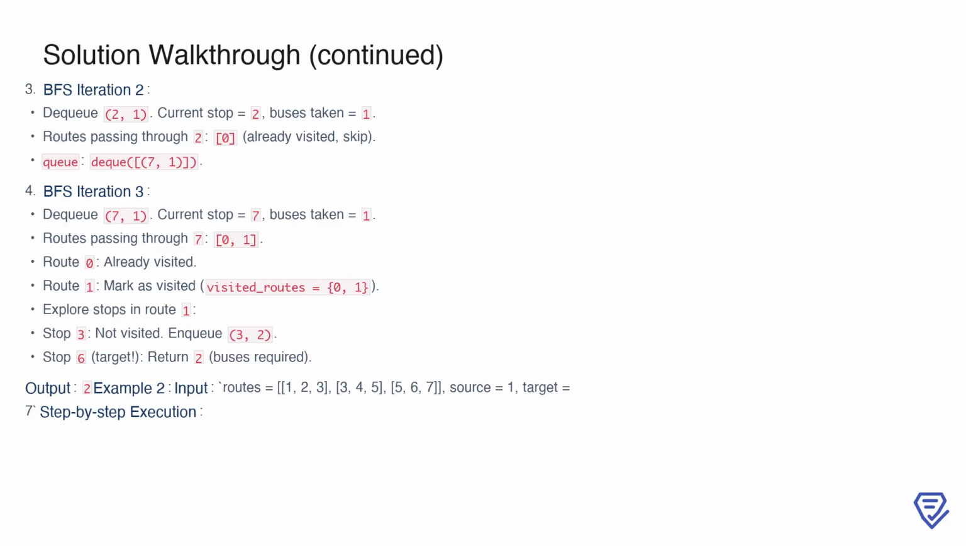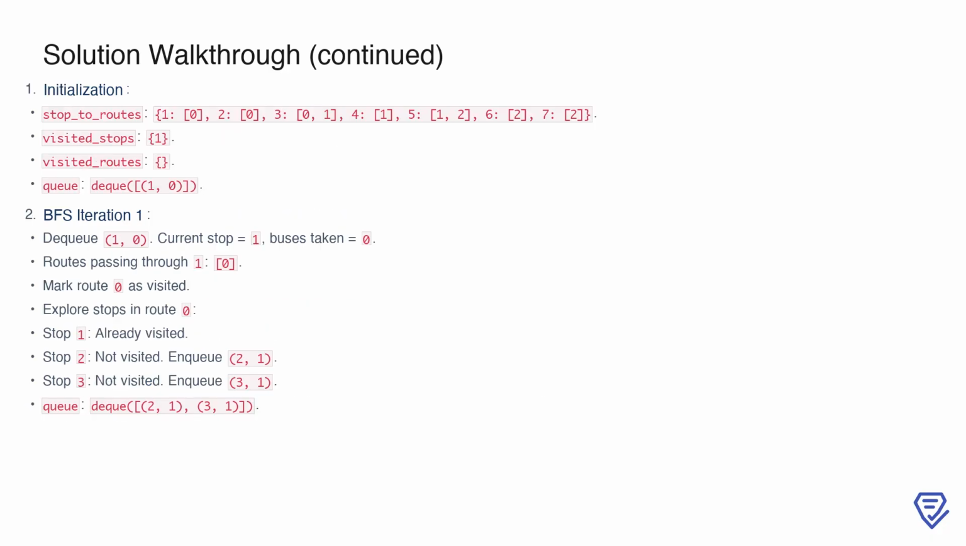We mark route 1 as visited and explore its stops. Stop 3 is not visited, so we enqueue it with an updated bus count of 2. Stop 6 is also part of route 1, and since it is our target stop, we immediately return 2 as the number of buses required to get from the source to the target. This concludes the first example, where the output is 2.